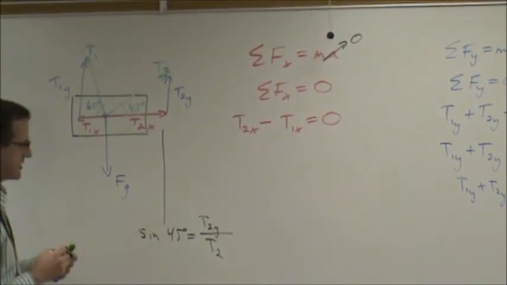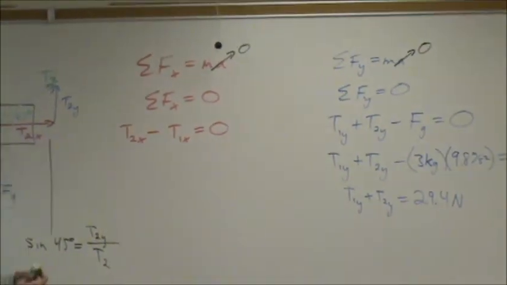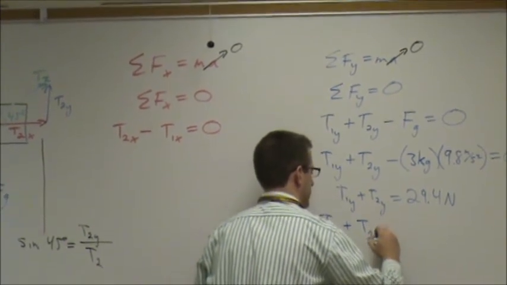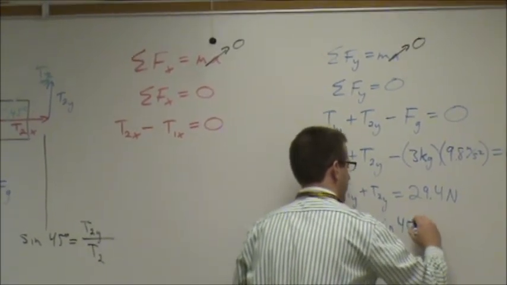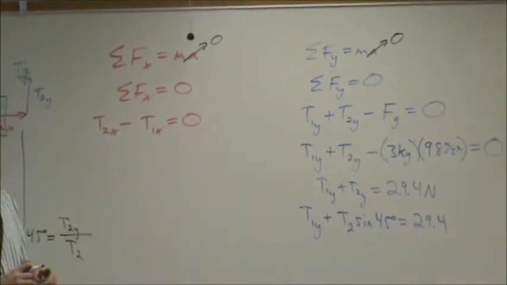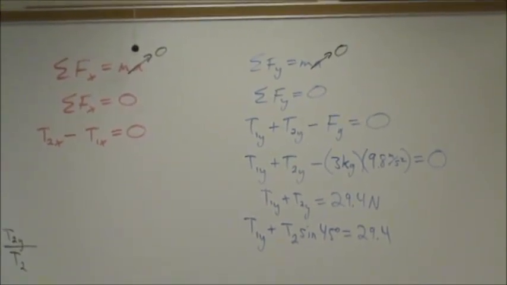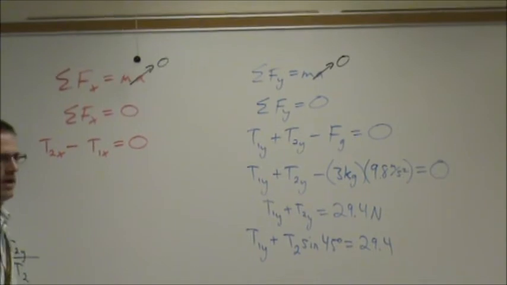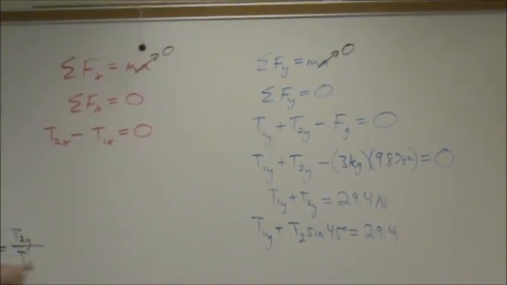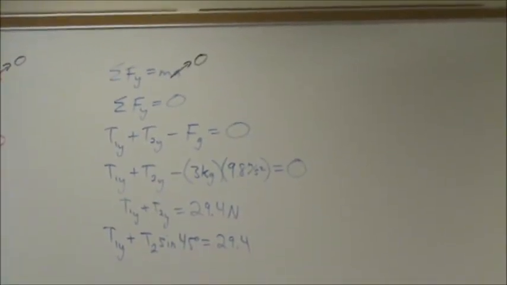Now how does that help us? Well, let's take a look over here. I have a T2y there. Maybe I can substitute something in here like this: T1y plus T2 sine of 45. Once you write that down, I want you to turn to your physics friend, and I want you to show them how I went from this in black to this in blue. Go.